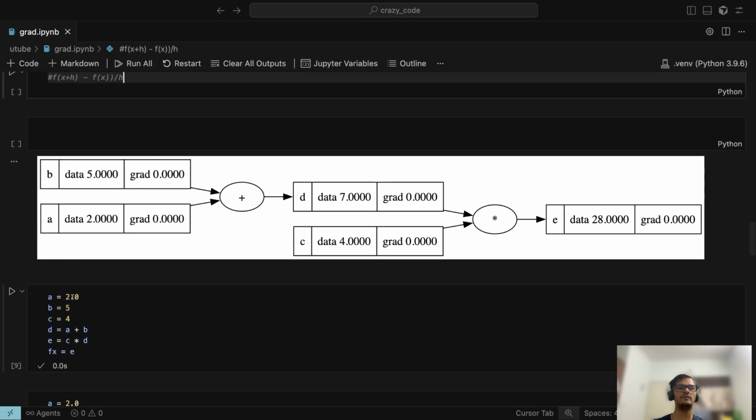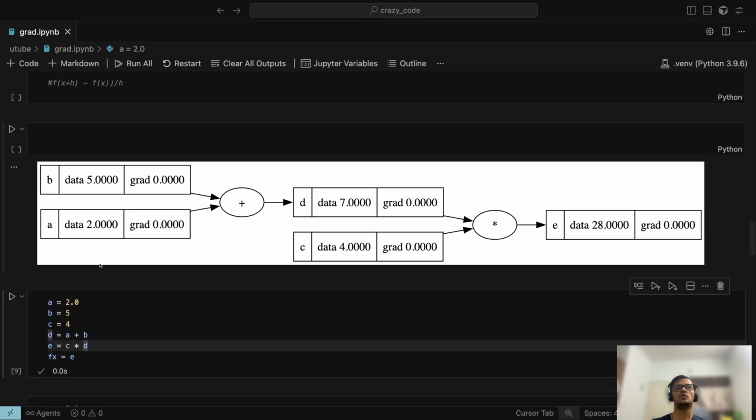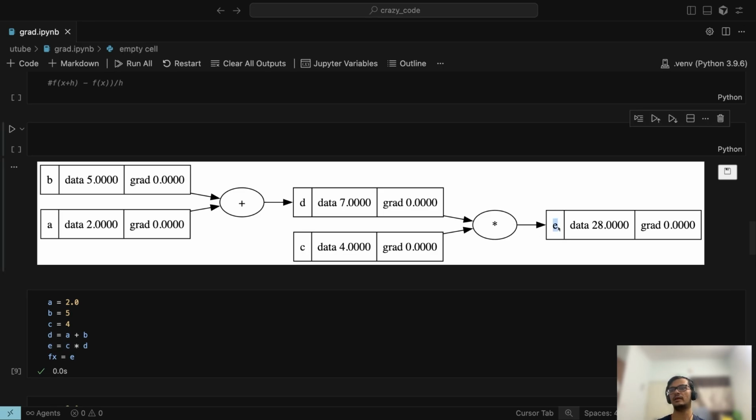Here we have variables a, b, c as 2, 5, 4, and d is a plus b and e is c into d, right? You can also see the graph here: a and b sum up to d, and then c and d, c into d, is e.